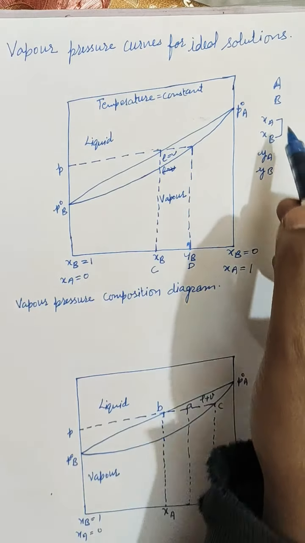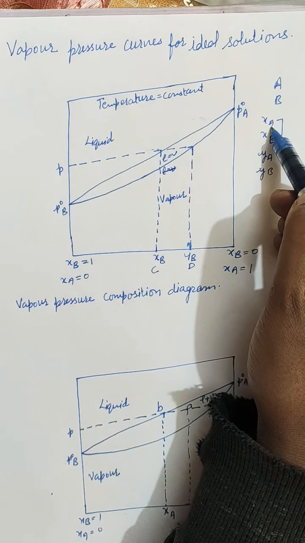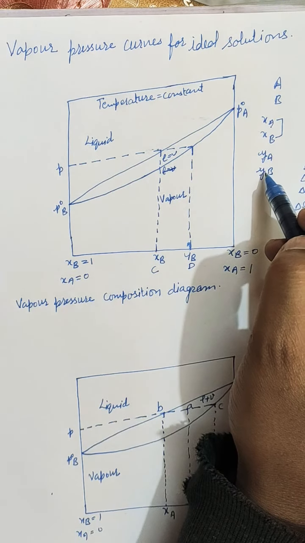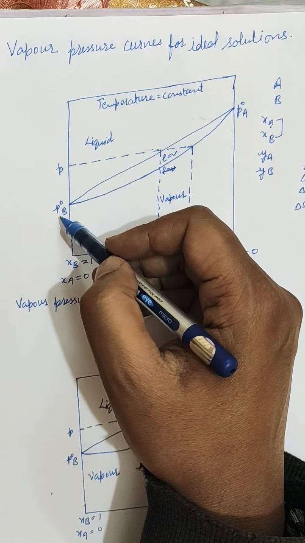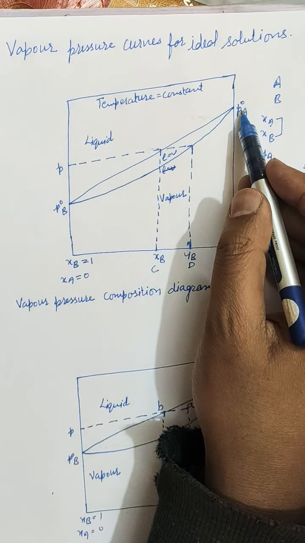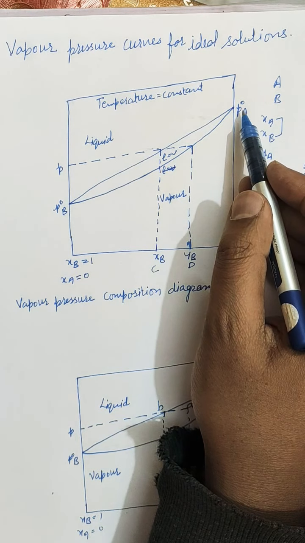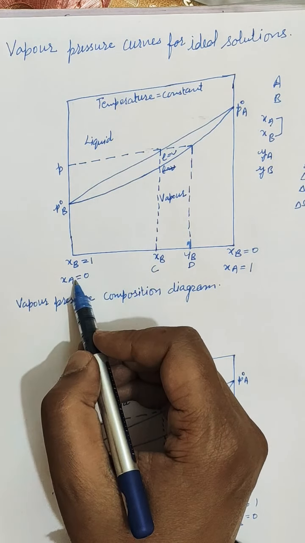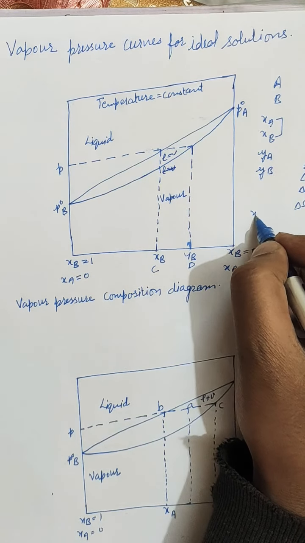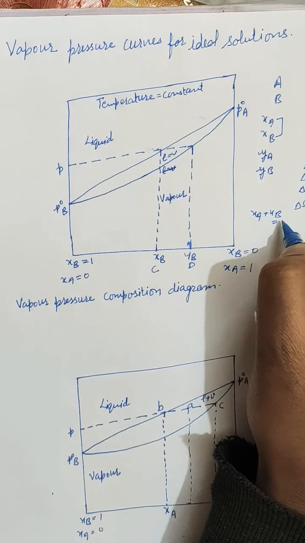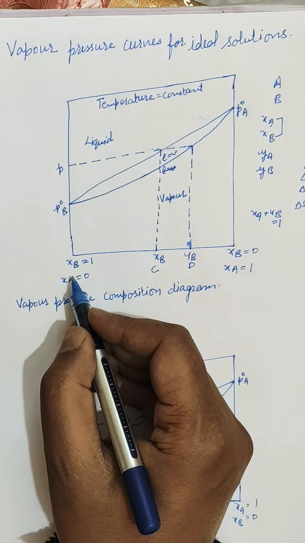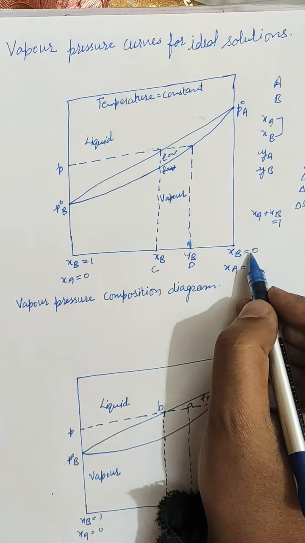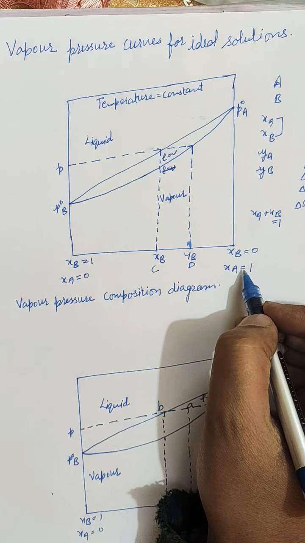First of all, XA and XB are the mole fractions of components A and B in the liquid state, YA and YB are the mole fractions of the components in the vapor phase, whereas P naught B is the vapor pressure of pure component B, and P naught A is the vapor pressure of pure component A. The naught sign indicates purity. The sum of the mole fractions is always equal to 1, that is, XA plus XB is always equal to 1. So here XA is equal to 0, so automatically XB becomes equal to 1, whereas here XB is equal to 0 and XA becomes equal to 1.